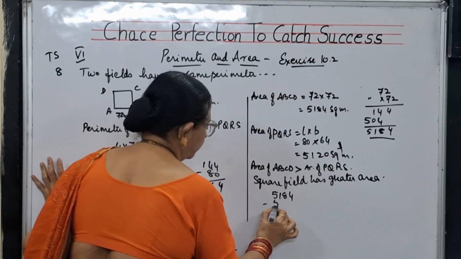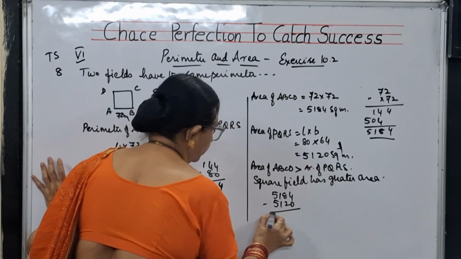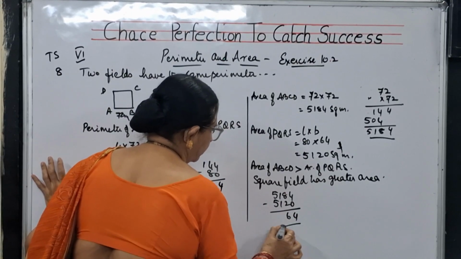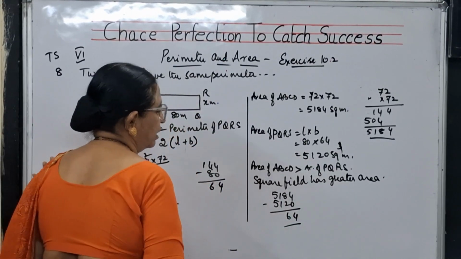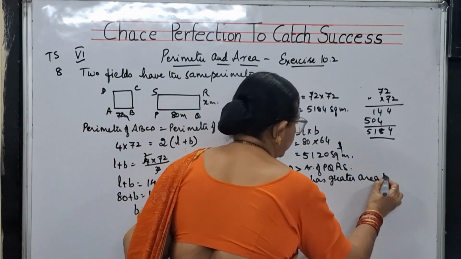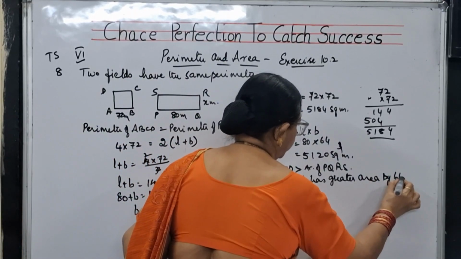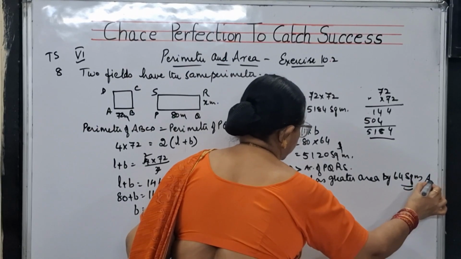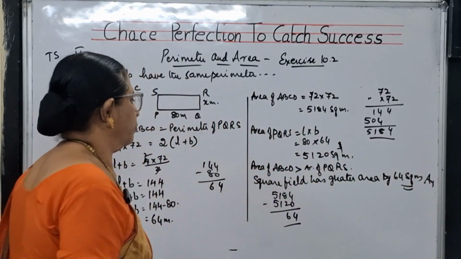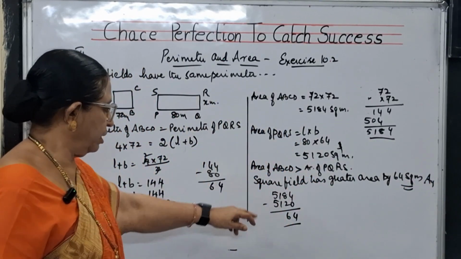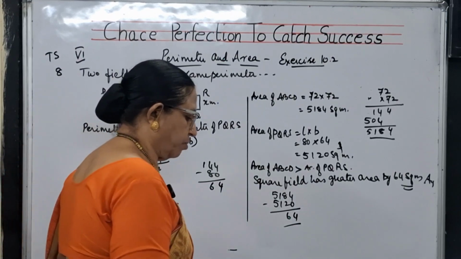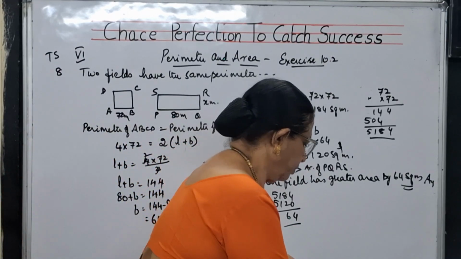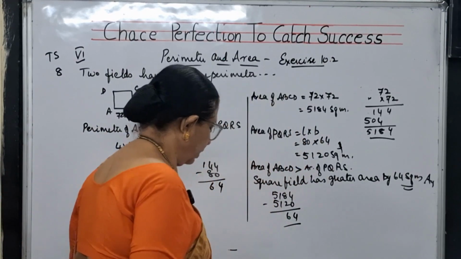5184 minus 5120. That means how much you are getting? 64. It has greater area by 64 square meters. This is the answer, children. Square field has greater area by 64 square meters. Please note it down. This is 8th sum.